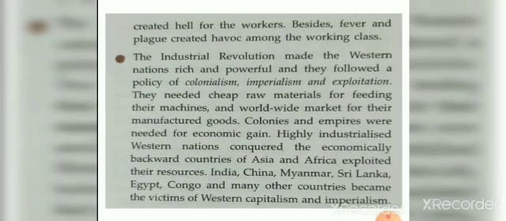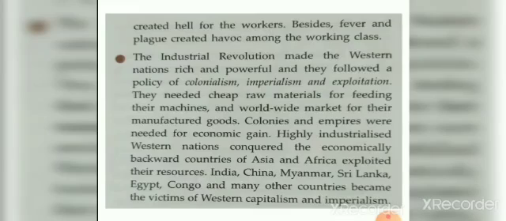The next point, the workers lived in small tenements. A tenement is a room provided by the factories or the owners, where there were no facilities for lighting, heating, sanitation and hygiene. Bad food and poor clothing, slum dwelling and miserable living conditions created hell for the workers. Besides, fever and plague also created havoc among the working class.